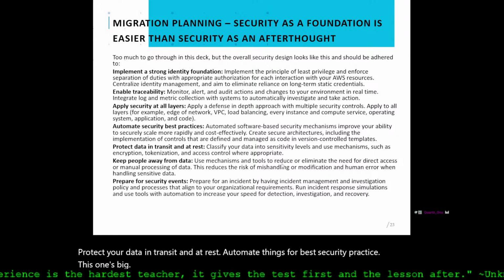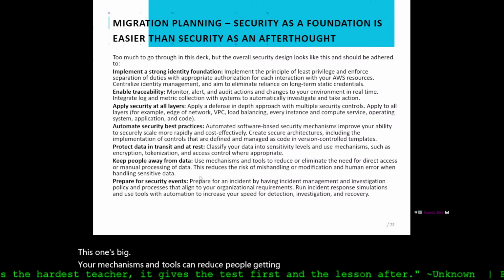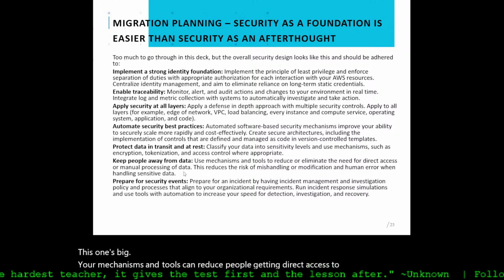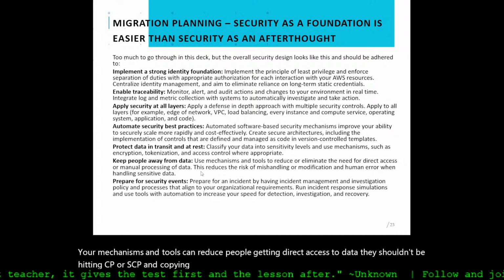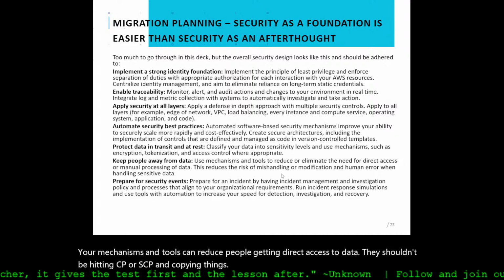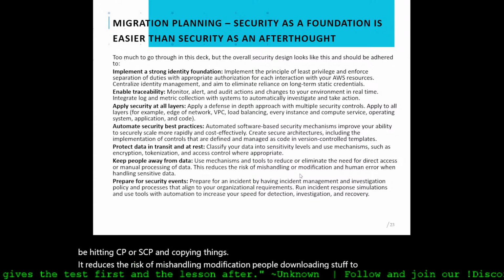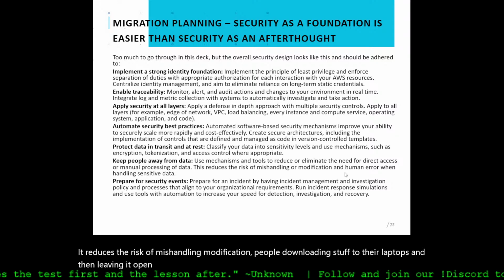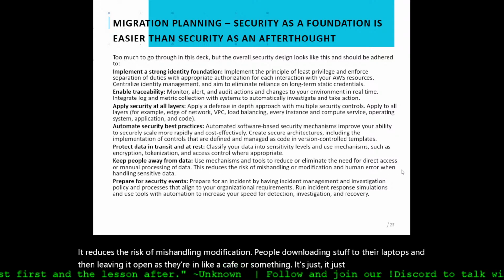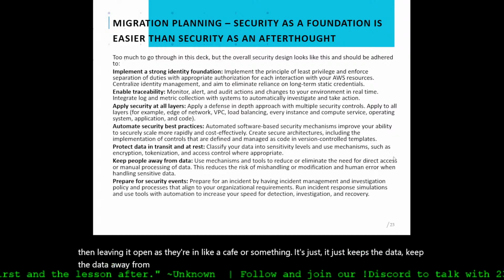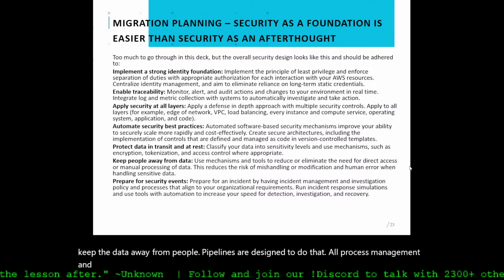Your mechanisms and tools can reduce people getting direct access to data. They shouldn't be hitting CP or SCP and copying things. It reduces the risk of mishandling, modification, and people downloading stuff to their laptops and then leaving it open as they're in a cafe or something. It just keeps the data away from people. Pipelines are designed to do that. All process management and CI/CD is designed to protect people from themselves.